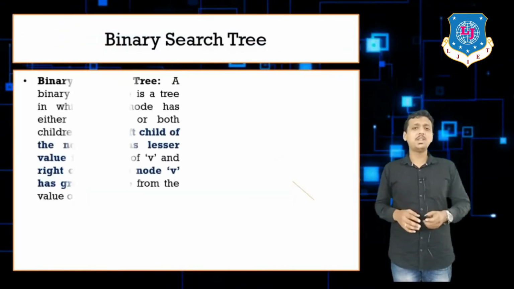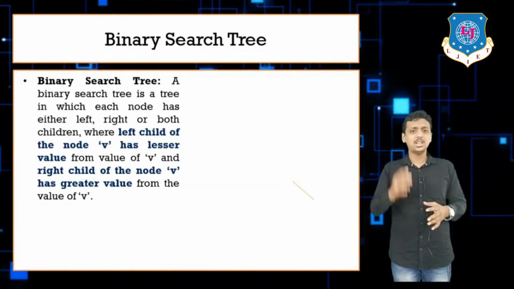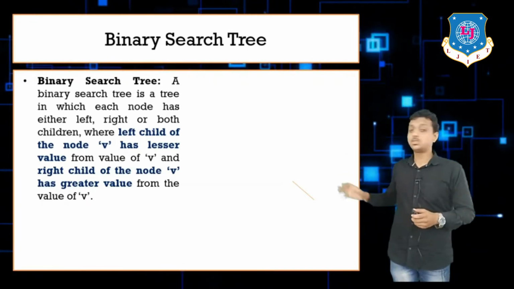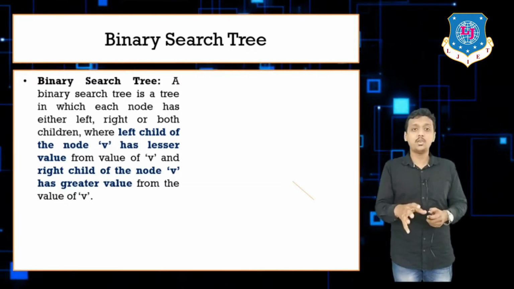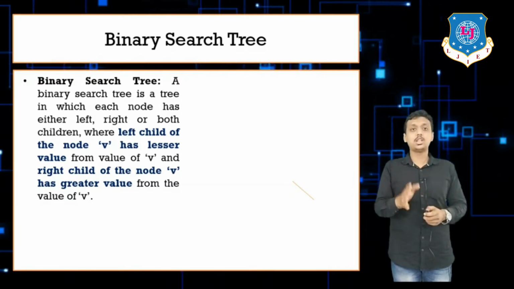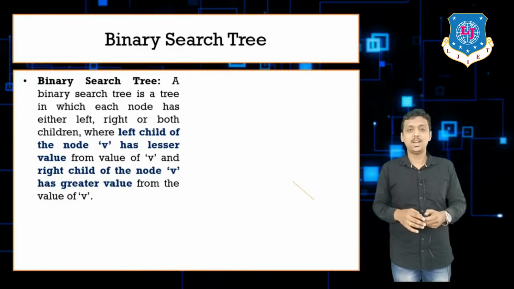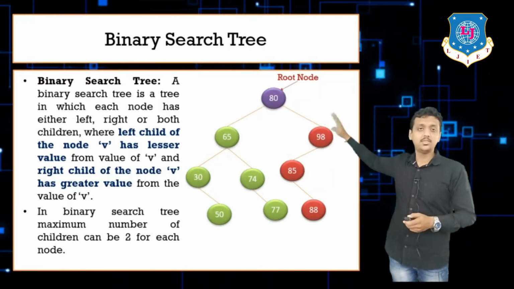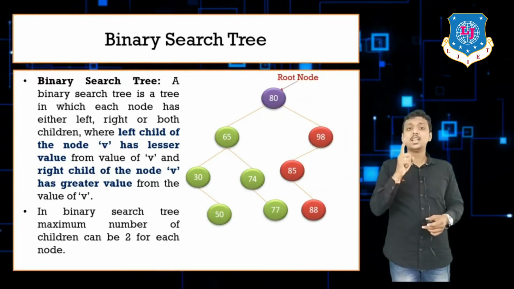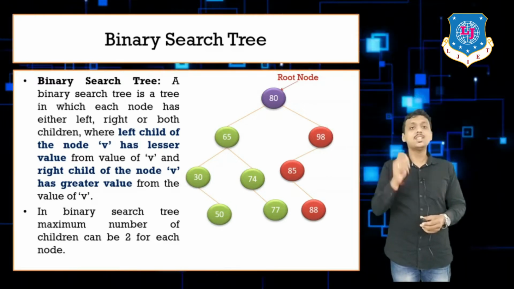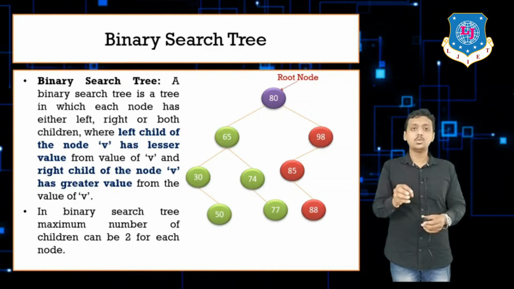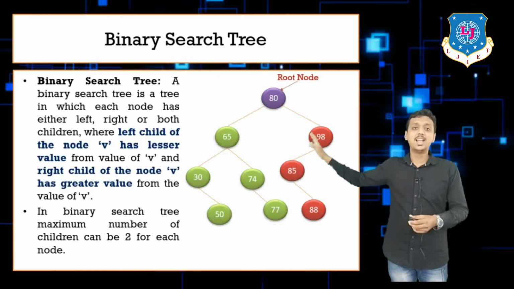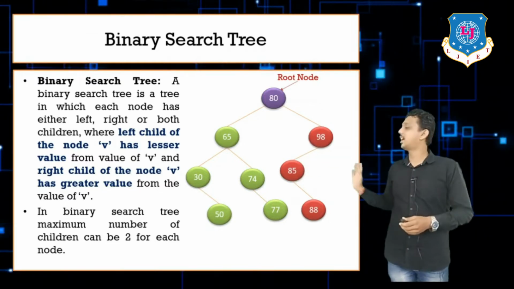Okay, so let's begin with the very first, the definition of binary search tree. So students, as we all know, a binary search tree is itself a binary tree in which the smallest values are situated on the left side of the node and the largest values are situated on the right side of the node. Fine. So if this is our example figure, you can see the root node is 80. Whatever values are smaller than 80 are situated on the left side of the 80, and the values larger than 80 are situated on the right side of the 80.